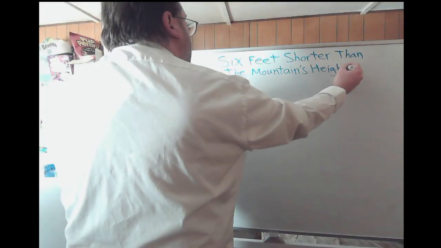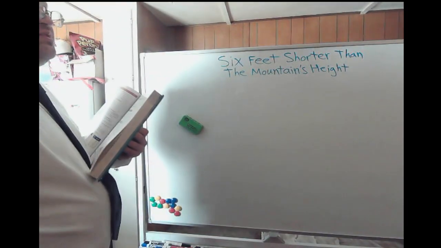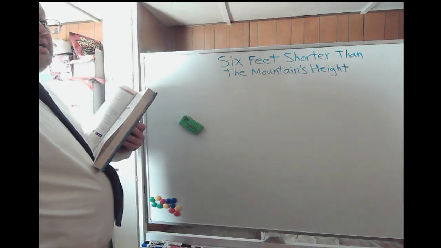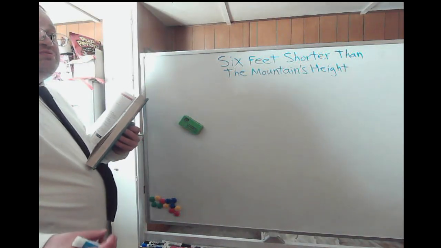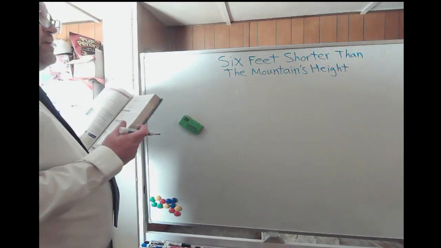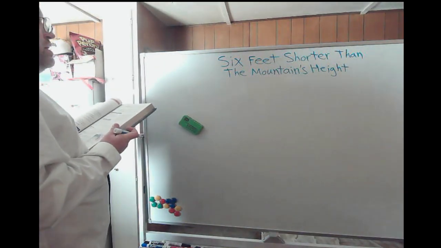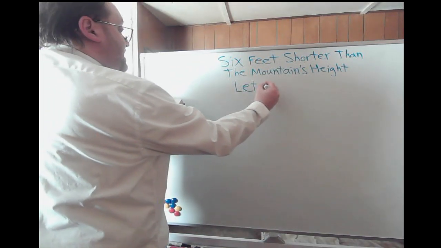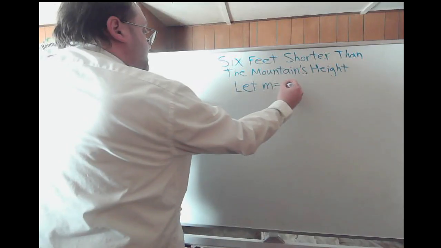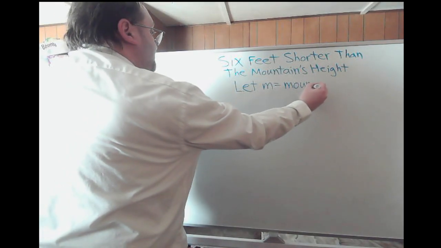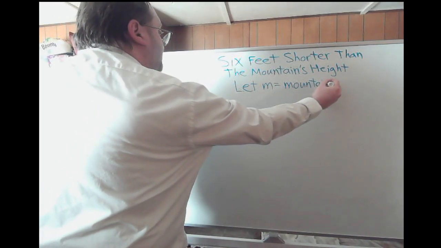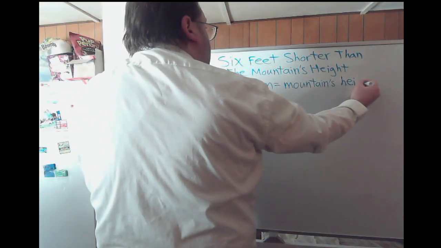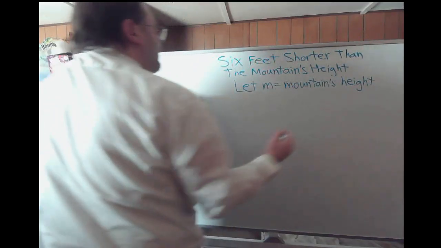Okay. We got 6 feet shorter than the mountain's height. Well, again, we don't know what the mountain's height is, so that's going to be the variable. The variable always represents an unknown in any expression. That's what a variable is. So we need to form a let statement. Choose an appropriate variable. I'm going to say let M equal the mountain's height. M will equal the mountain's height. That'll be our variable. Alright?